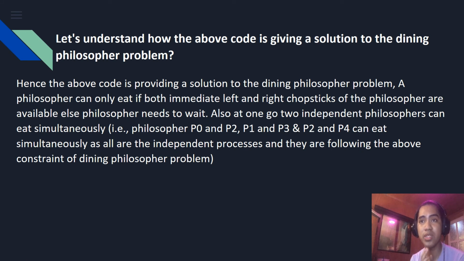Hence, the above code is providing a solution to the dining philosopher problem. A philosopher can only eat if both the immediate left and right chopsticks of the philosopher are available, else the philosopher needs to wait. Also, at one go, two independent philosophers can eat simultaneously. For example, philosophers P0 and P2, P1 and P3, and P2 and P4 can eat simultaneously, as they are independent processes and they are following the above constraint of the dining philosopher problem.